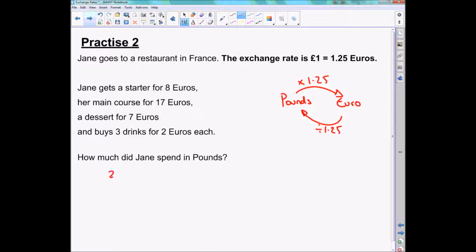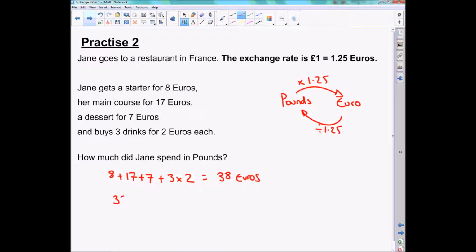Now that we've done that, we just need to add up all of the costs that Jane had for her meal. So that was 8 plus 17 plus 7, and then she bought 3 drinks, so we need to times it by 3, and they were all €2 each, so we need to times 2 by 3. Totaling all of that up, we get €38.